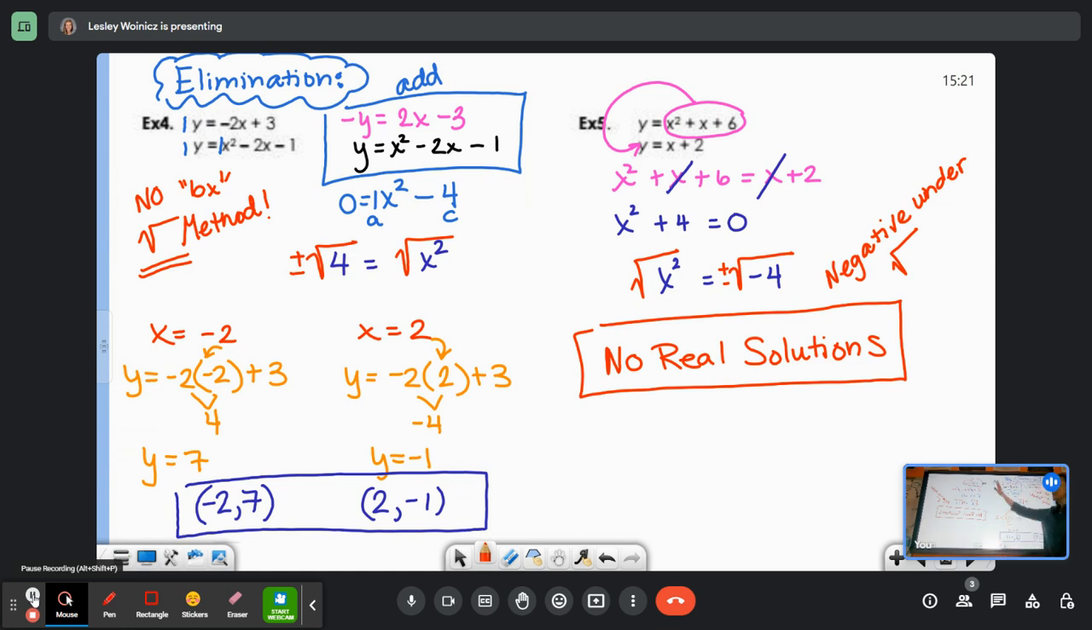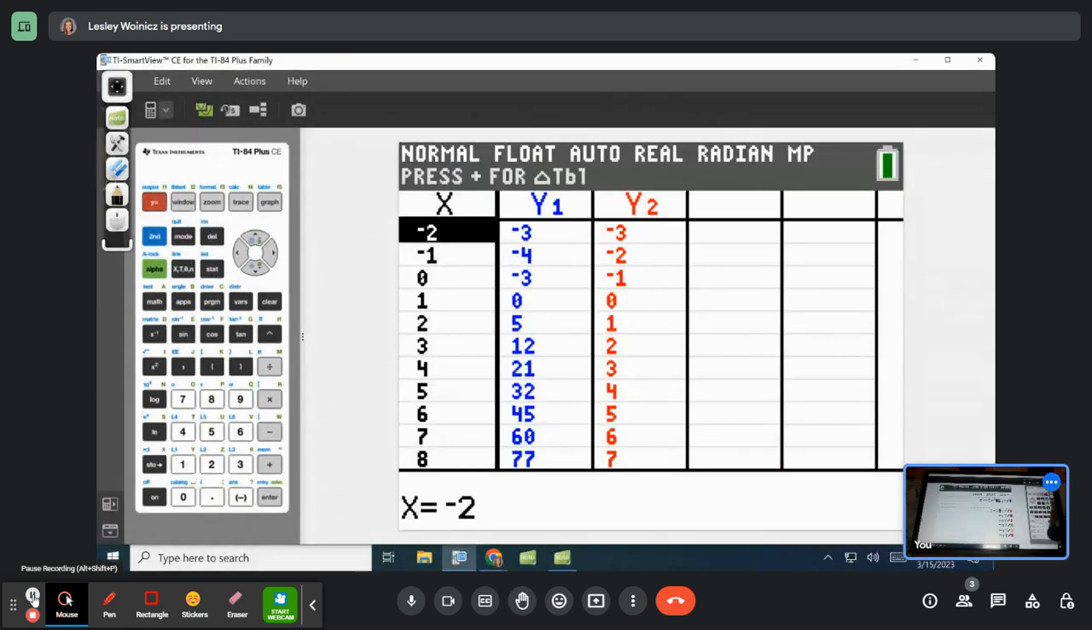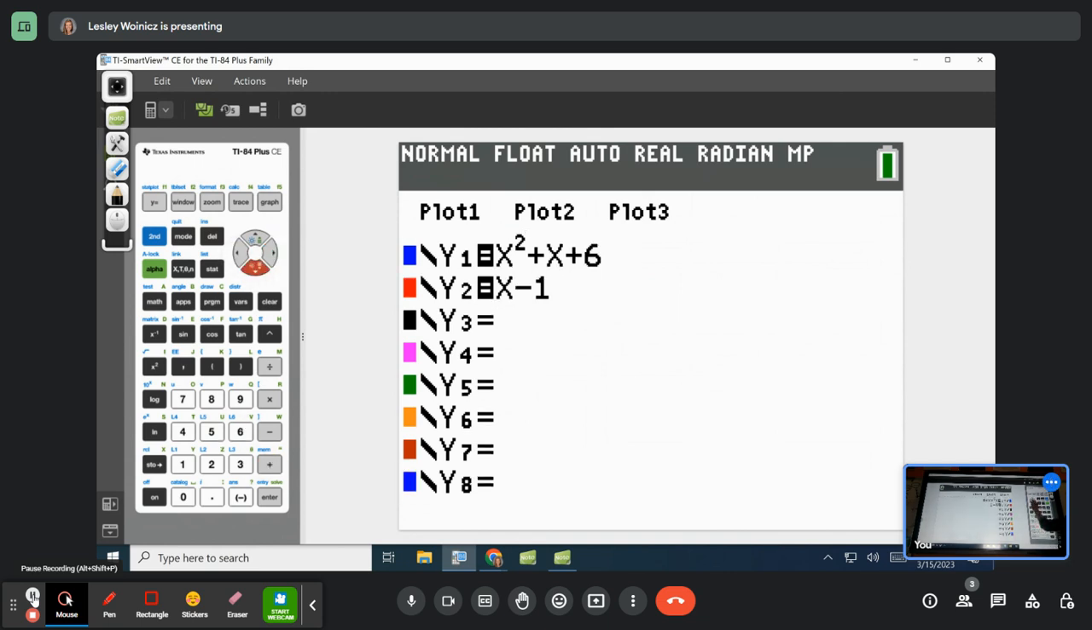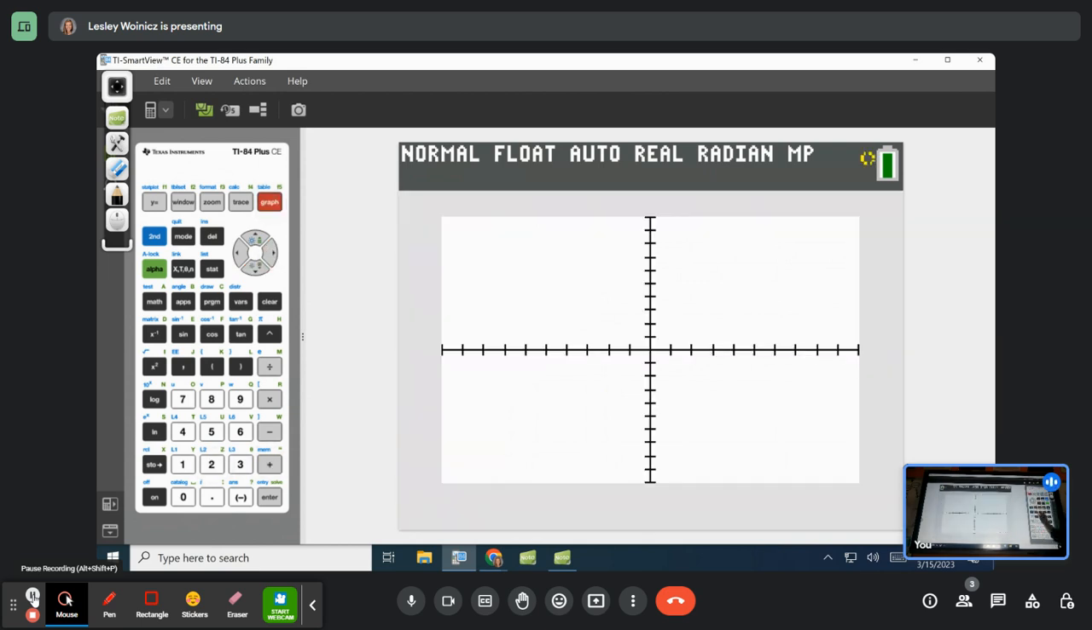Okay, let's check and see what this looks like on the calculator. So we'll plug them both in on our y equals. So it was just x and then a 6. Was it plus 6? And then x plus 2. Thank you. Okay, look at my graph.